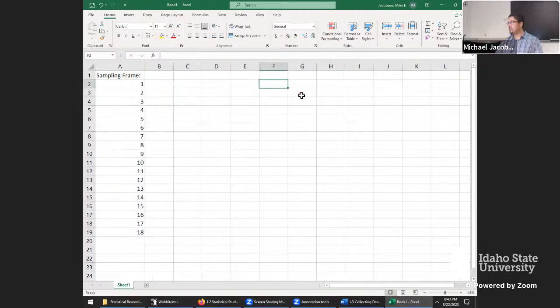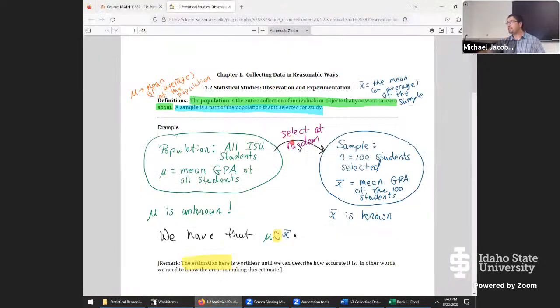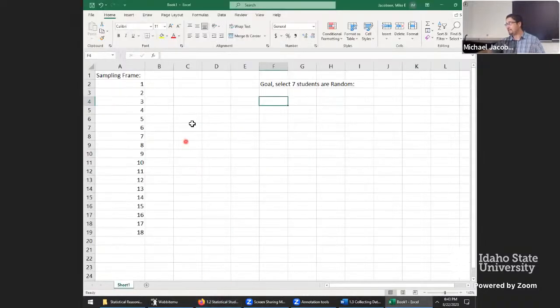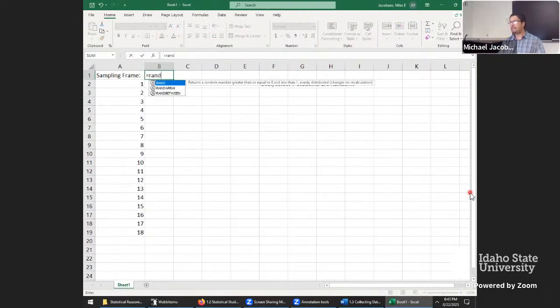Now our goal here is to select 7 students at random. So I need to decide which of the 18 are going to be part of the 7 selected. To do that, randomization is always key. If we're not selecting at random, then all of our data is biased and heavily tainted. So here's the randomization I'm going to use. Going equals rand, not something you have to memorize for this course, but just so you know what I'm doing, it's going to select a random number between 0 and 1.